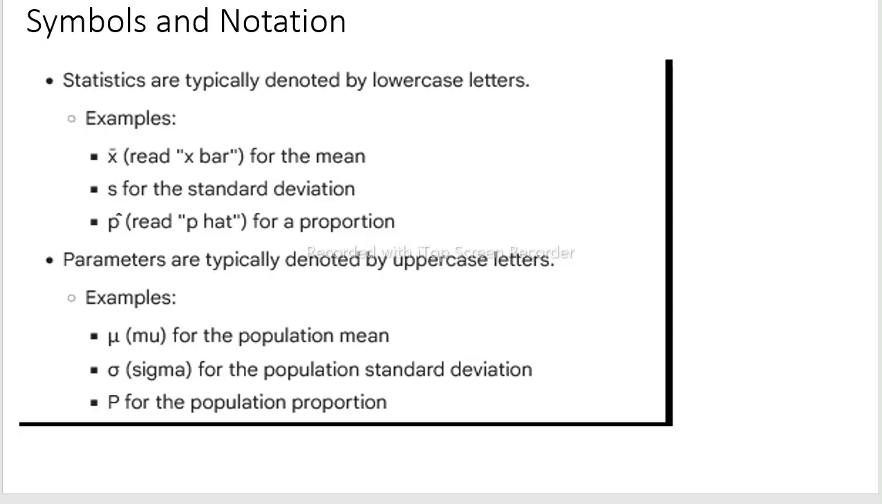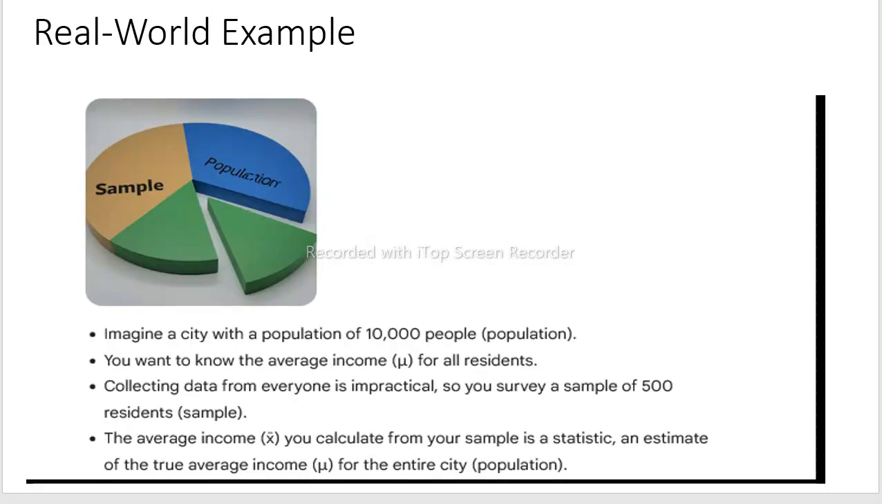Statistics are generally represented by lowercase letters. For instance, x bar represents the sample mean, s represents the sample standard deviation, and p hat represents a sample proportion. On the other hand, parameters are denoted by uppercase letters. The population mean is symbolized by mu, the population standard deviation by sigma, and the population proportion by capital P. Understanding this notation is crucial for interpreting statistical analysis and reports.